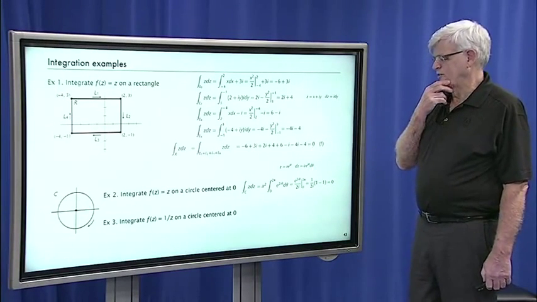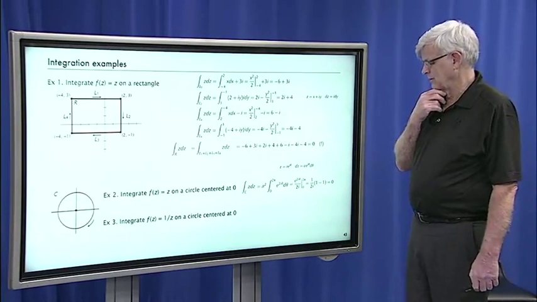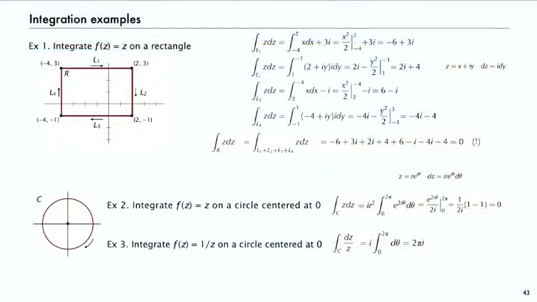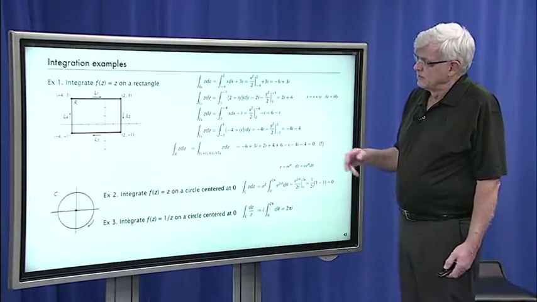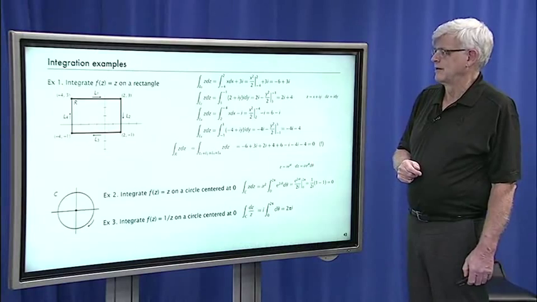What about 1 over z on a circle centered at 0? So the integral of 1 over z, again substituting r e to the i theta, dz over z is just i d theta. Then i comes out, so all that's left is i d theta. And so that integral is just going to be 2 pi i. The integral of 1 over z on a circle centered at 0 is 2 pi i. So that's examples of integration.